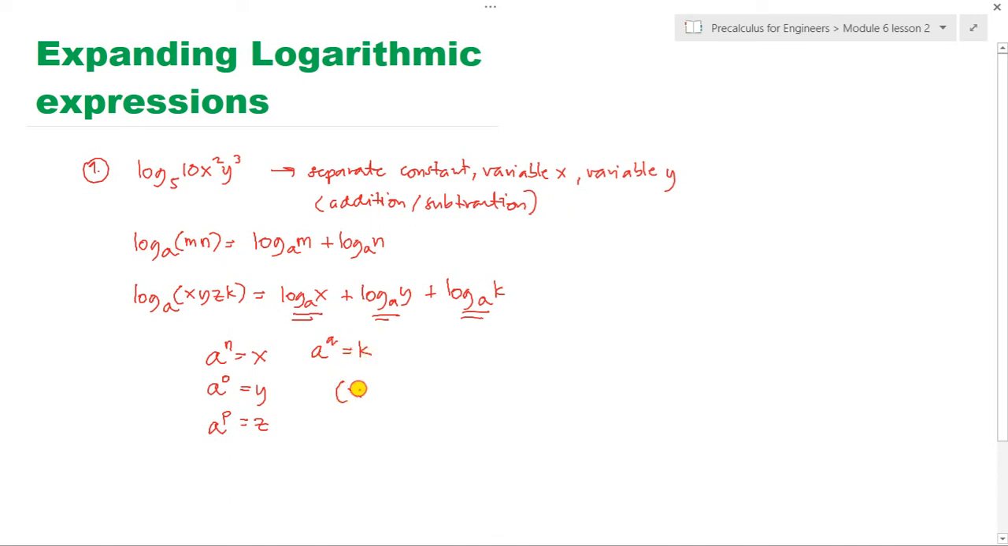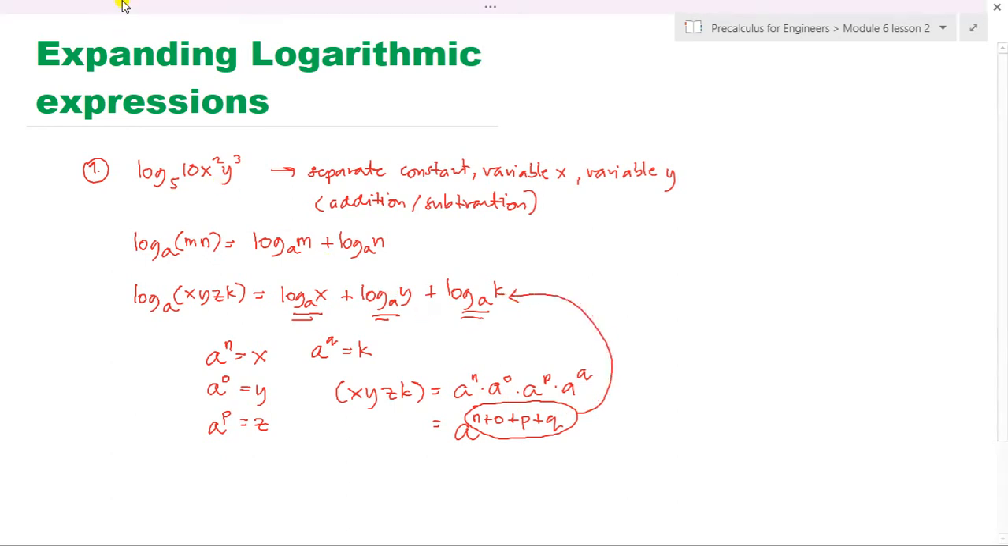If we multiply x, y, z, k, it is equal to a to the n multiplied by a to the o times a to the p times a to the q. Since they have the same base, that is equal to a raised to n plus o plus p plus q. And the logarithm represents the exponent, so we see the behavior of the exponents: they are added. That is why here, they are also added. Okay, so that is the application of the properties.